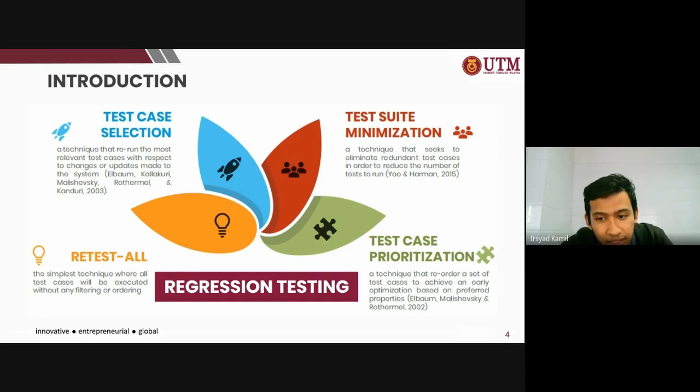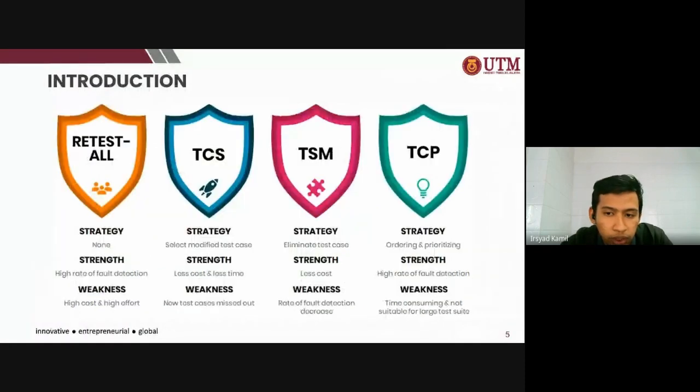So next is test case prioritization. It is a technique that reorders the test cases based on preferred criteria or properties in achieving the objective. And lastly, we have the most simple and straightforward technique, as it executes all test cases without filtering or ordering. So in the previous slide, I've shown the definition of each technique. In this slide, I will explain more on each strength, strategy, and weakness.